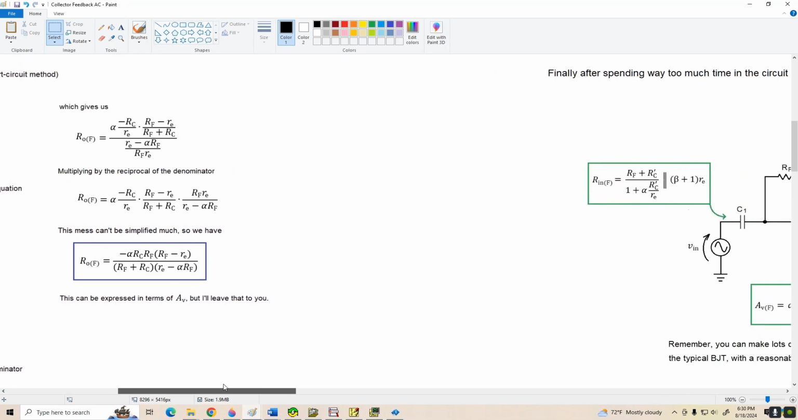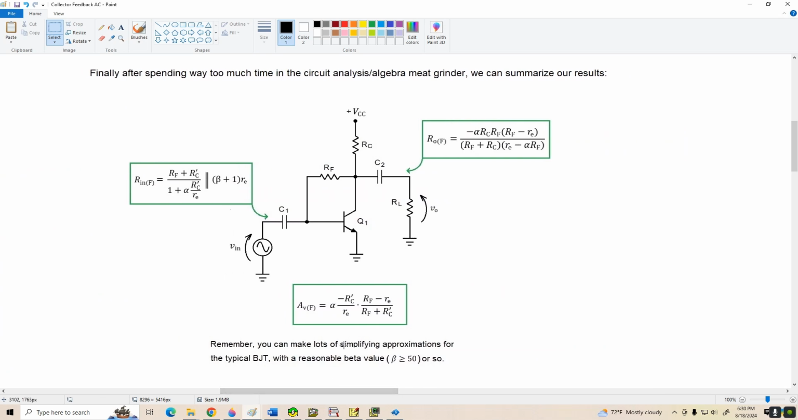Okay, let's go on over and summarize the results of today's trip into the circuit analysis meat grinder. Here's our circuit, and around it I have listed the most accurate versions of the equations derived today. This is the input resistance with feedback, output resistance with feedback, and voltage gain with feedback. Remember, for a typical transistor, you're going to be able to make a lot of simplifying approximations to these expressions, but as it sits, these are extremely general, and you can use them for this circuit with a transistor of any beta.